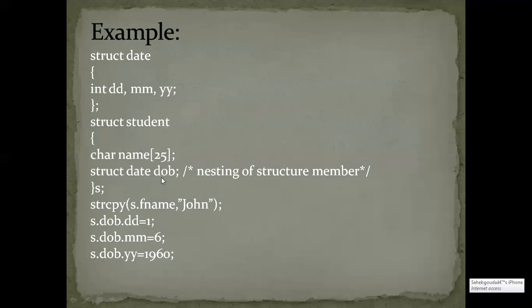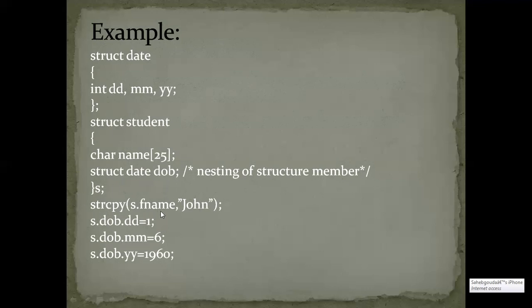So struct date DOB and student name I have defined here. So this is what nesting of a structure member. This is a simple topic. Here one structure I'm going to use within another structure. That is what we call a nested structure or a nesting structure.